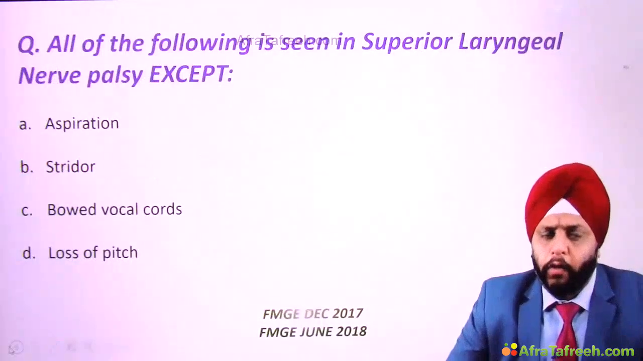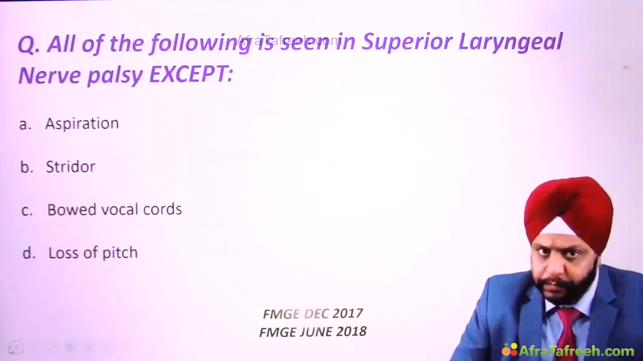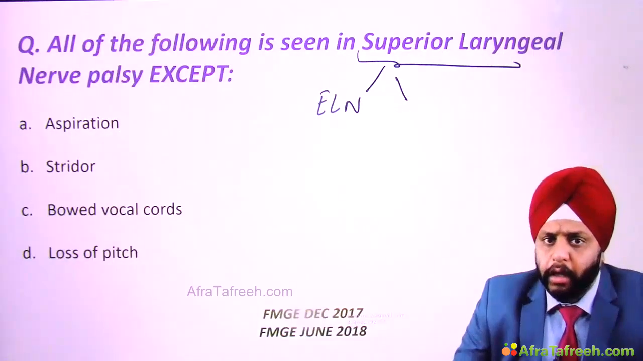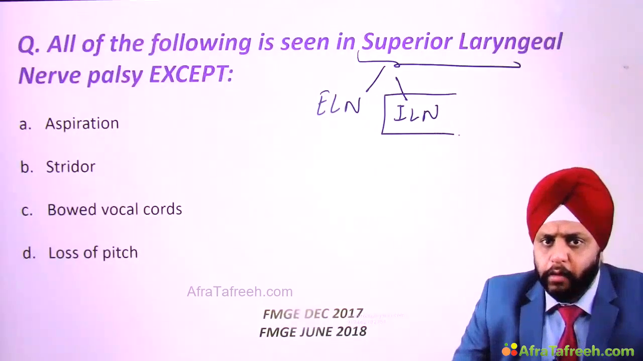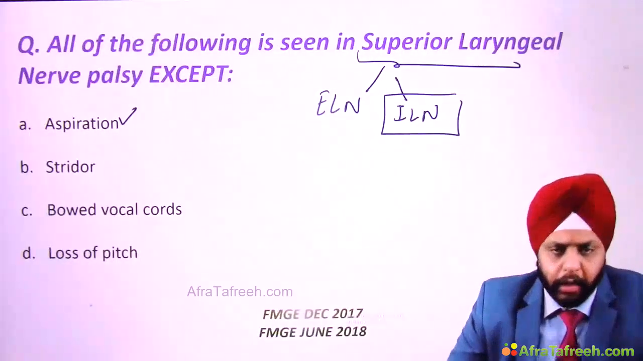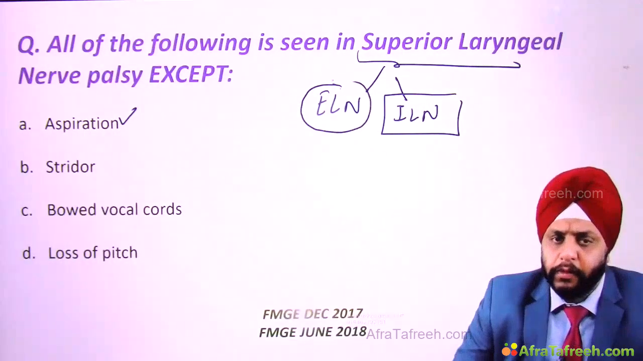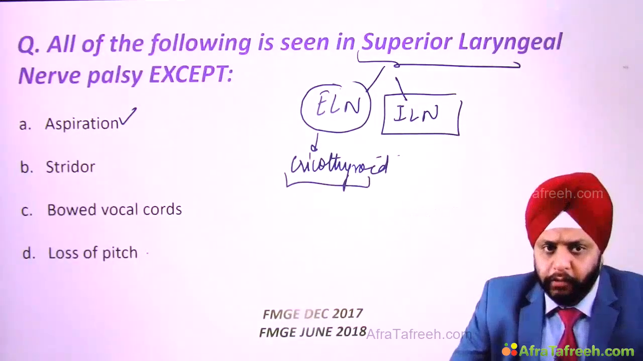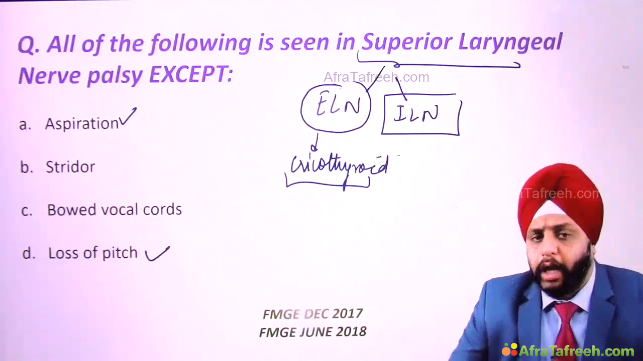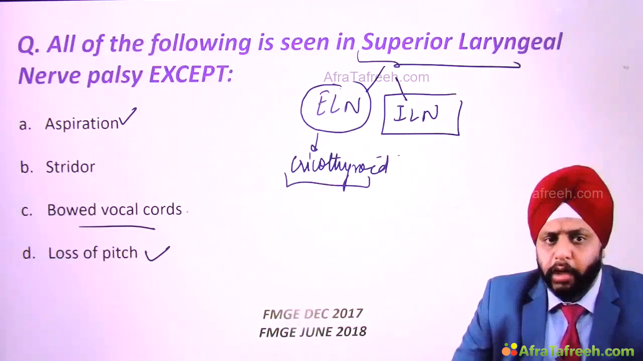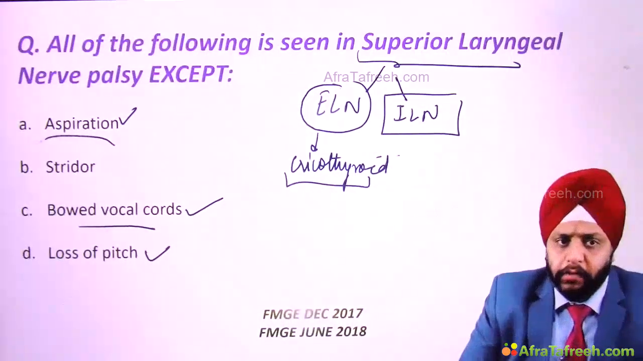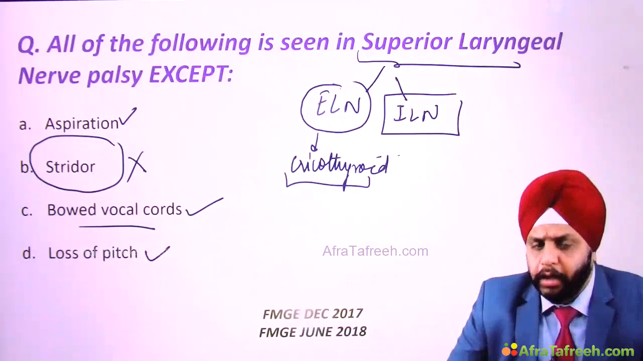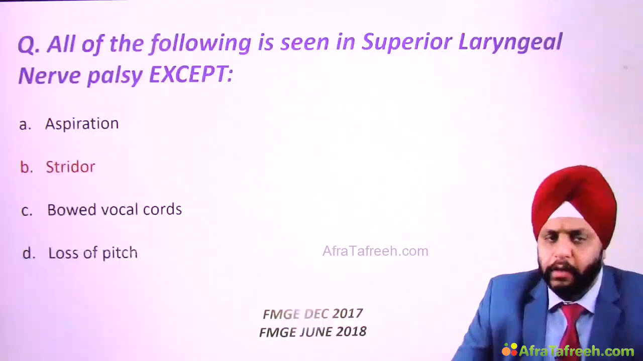Okay, let's go to this question. All of the following are seen in superior laryngeal nerve palsy except. What happens when there is a superior laryngeal nerve palsy? The superior laryngeal nerve means the external laryngeal nerve and the internal laryngeal nerve. Internal is gone, cough reflex is gone, the patient will have aspiration. Now, external is gone, so cricothyroid is gone, which means the tension is gone. So loss of pitch is there. Because the vocal folds are now relaxed, not under tension, they will be bowed vocal folds. That can also be seen. Stridor is not seen because it has nothing to do with the airway. The airway is not affected. That is our answer to this question.